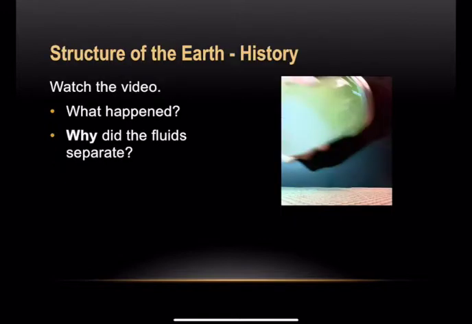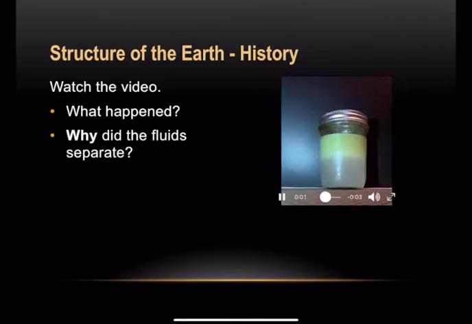All right, so let's look at what's happening in this video. This is not about temperature. This is going to be about physical layers of the Earth. So let's see here. I'm going to play that for you 2 times. It goes really fast at the beginning, but the color of the liquid at the beginning is the same, and then it suddenly changes into 2 different colors. What's going on here? Why are the fluids separating?